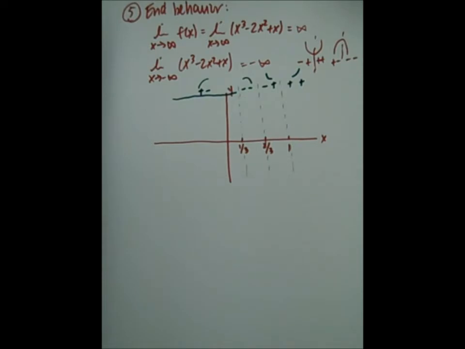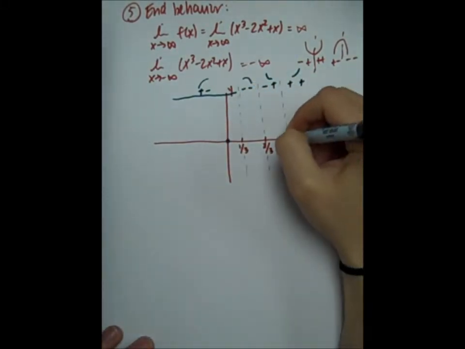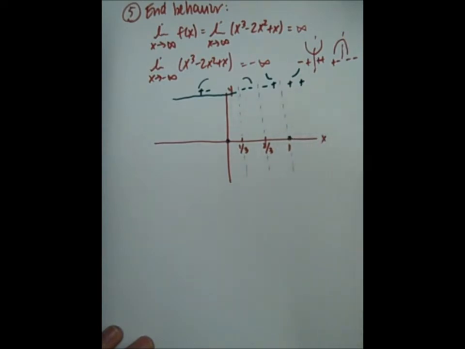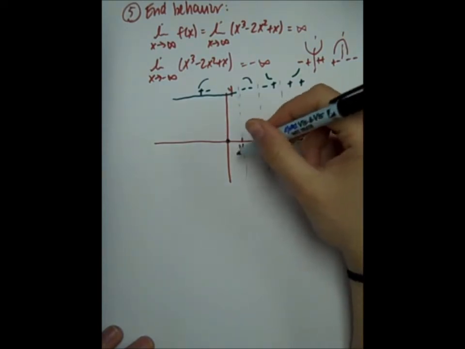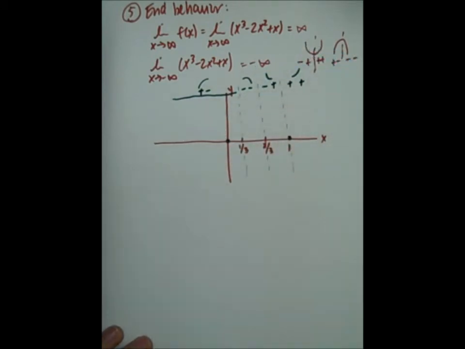Next thing I'm going to do is plot my x-intercept and my y-intercept. So what did we get for those? We got that our x-intercepts were (0, 0) and (1, 0). And my y-intercept was (0, 0). So those are the only points that I have. And then we don't have any horizontal asymptotes because the end behavior went off towards infinity and negative infinity. So this is all the information that I have.